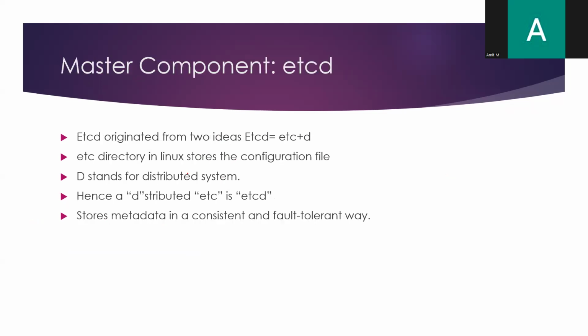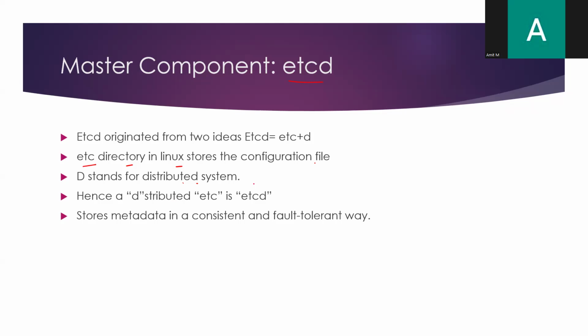Second component is etcd. For those who are coming from the Linux background, etc is in the Linux file system. Etc is a directory structure which keeps the configuration information about the Linux operating system. Similarly, the etcd name is inspired by etc only. The etc directory in Linux stores the configuration files. D is for the distributed architecture. Since etcd is a distributed configuration directory structure for Kubernetes.